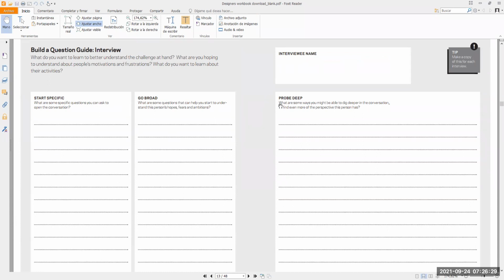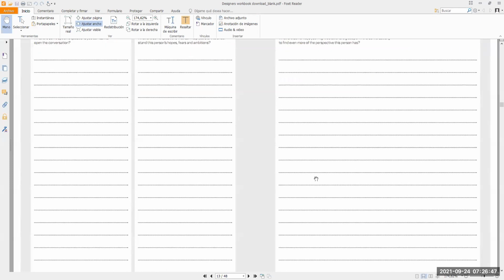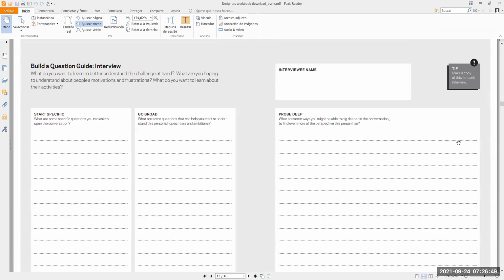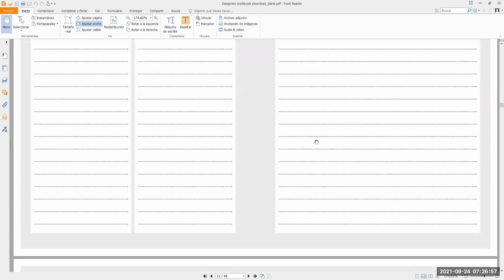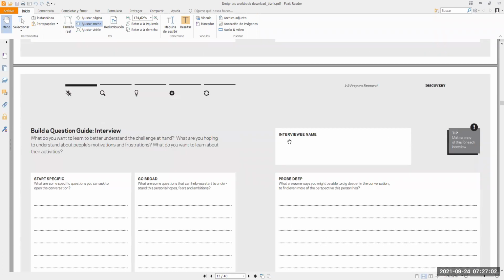And then the last part, it says probe deep. What are some ways you might be able to dig deeper in the conversation to find even more of the perspective this person has? You see, so it's like you start very specific and then you go broad and then you probe deep, as they say. So you go very deep into the actual feelings of these people. This is very important, guys, because that's what is going to help you better understand the problem you have posed and how that problem can create an actual opportunity for design.